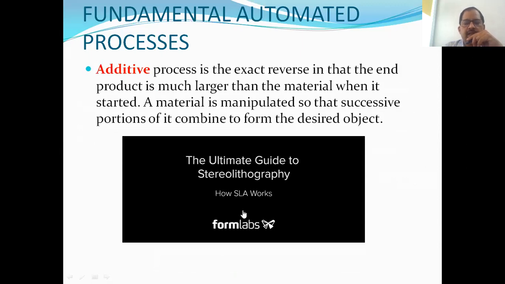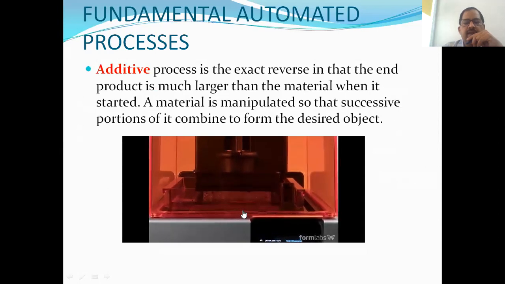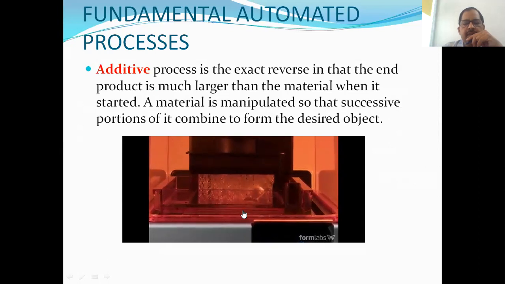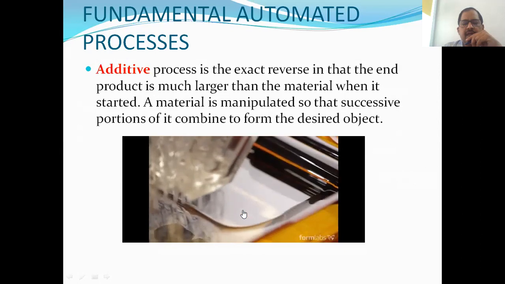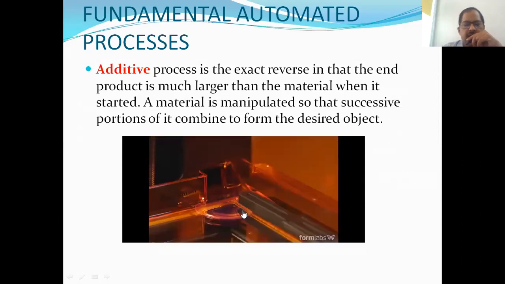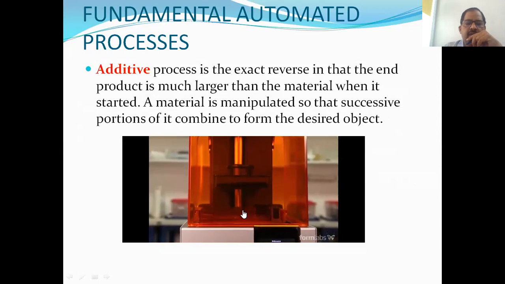Here we are using a stereolithography printer, and we are using liquid to convert it into solid. Layer by layer, we are making the component from the liquid. Every time, a layer is added to the previous one, and finally you get the piece. This is a resin we are using in this process. This is one type of process, a liquid type process.